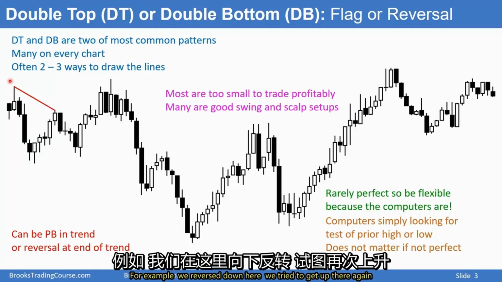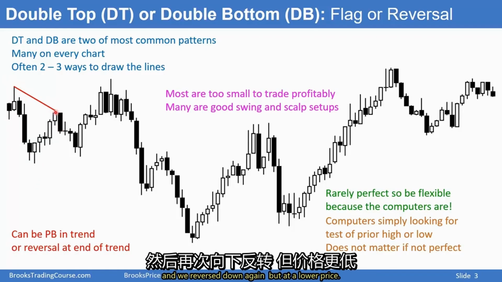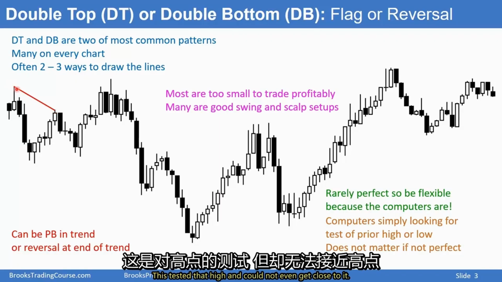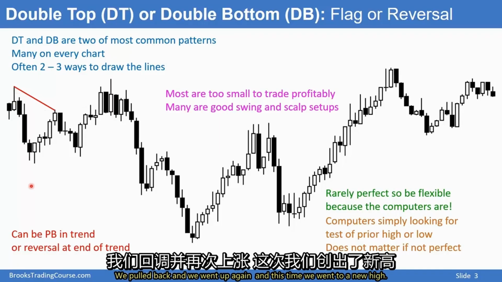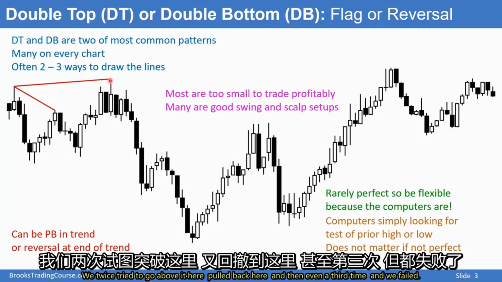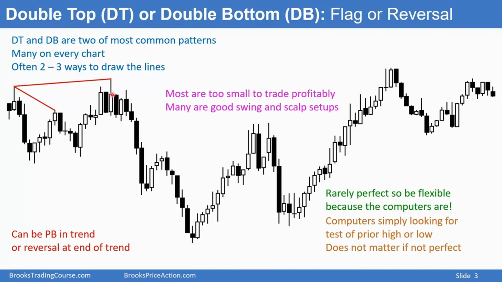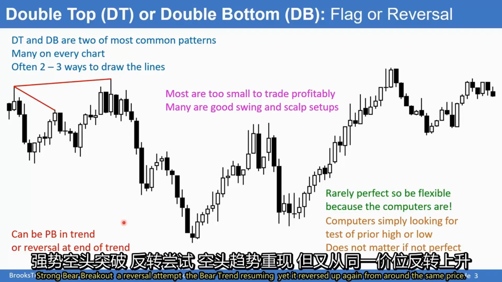For example, we reversed down here, we tried to get up there again, and we reversed down again, but at a lower price. This is a double top. This tested that high and could not even get close to it. We pulled back and we went up again, and this time we went to a new high. We twice tried to go above it here, pull back here, and then even a third time, and we failed. This high then became a double top test of this high, and it led to a reversal. It's a slight higher high double top.